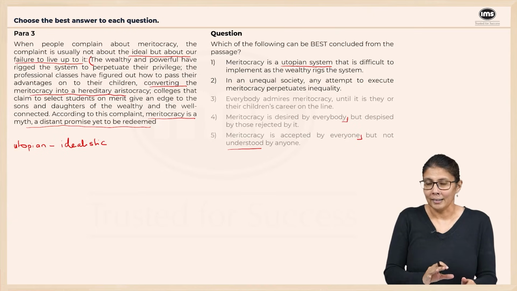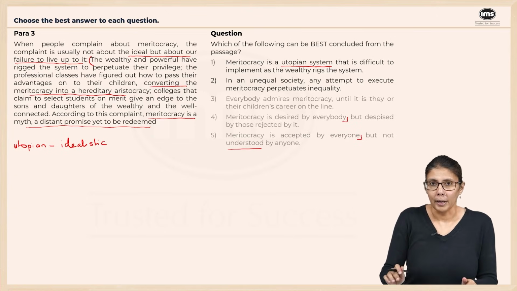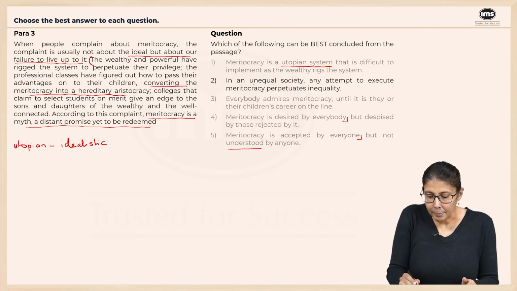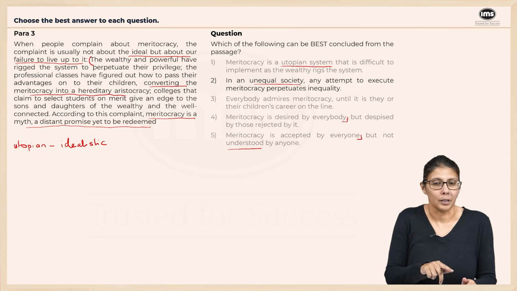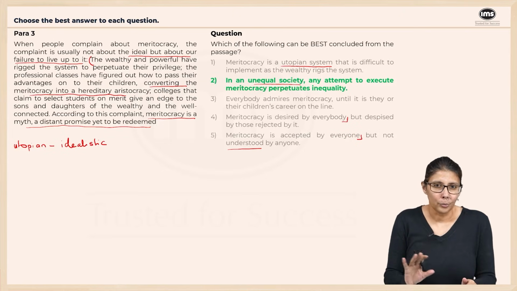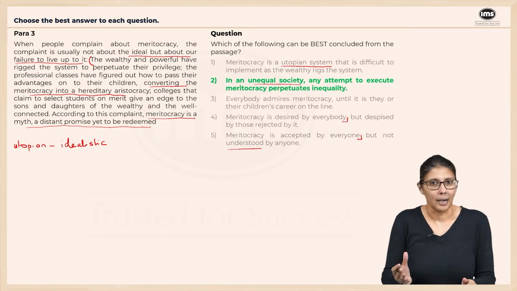Whereas the passage says that the reason meritocracy does not work is that the powerful manipulate the system. The system itself is not flawed. And that is why option 1 is not supposed to be the answer. Option 2 rightly says that because it's an unequal society, therefore meritocracy does not work. So option 2 is the correct choice. Now this would have been a question that I would probably have answered and gotten wrong, as I said, but I hope that you did better than I did.